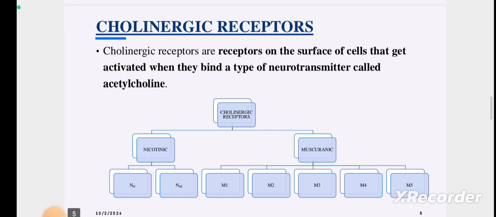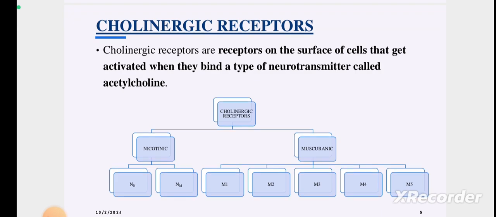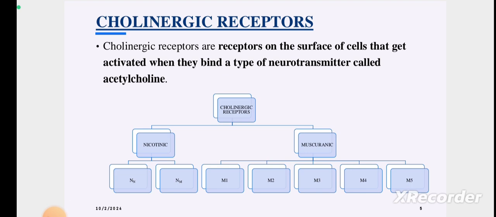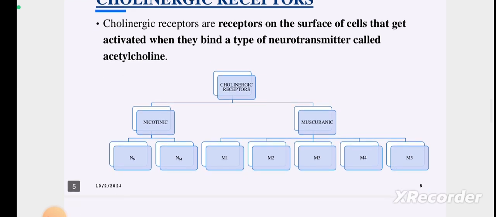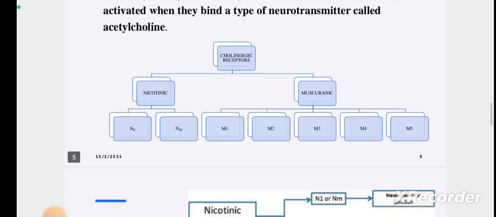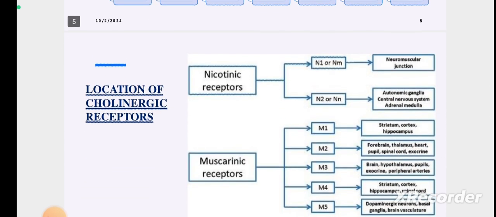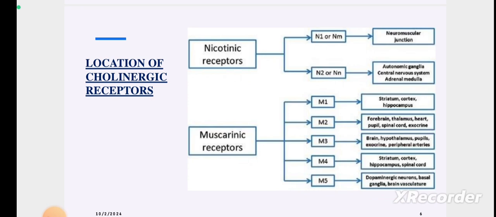Now, we come to the next topic, that is cholinergic receptors. Cholinergic receptors are receptors on the surface of cells that get activated when they bind a type of neurotransmitter called acetylcholine. Here, cholinergic receptors are of two types, nicotinic and muscarinic. In nicotinic, there are NN and NM. Apart from this, they also have NG, but here it is not mentioned. Muscarinic have M1, M2, M3, M4 and M5. So here this slide is very important.